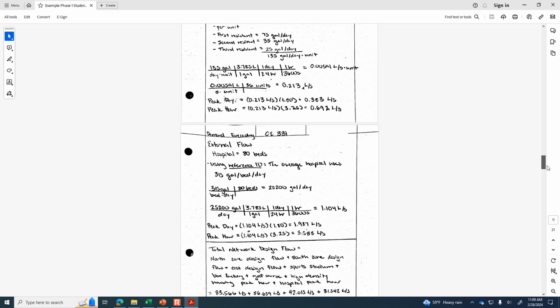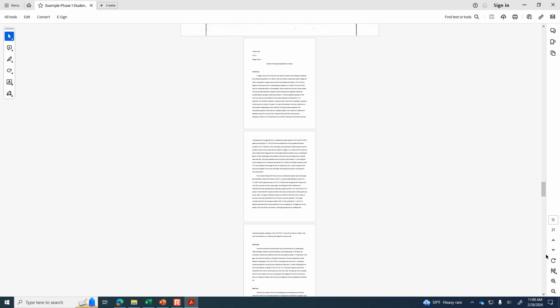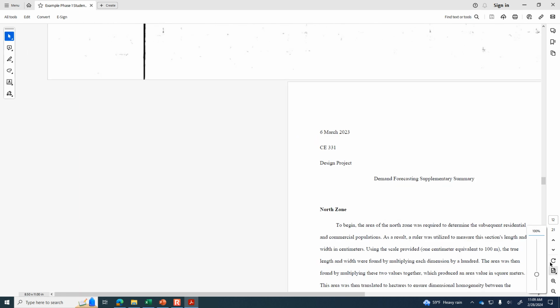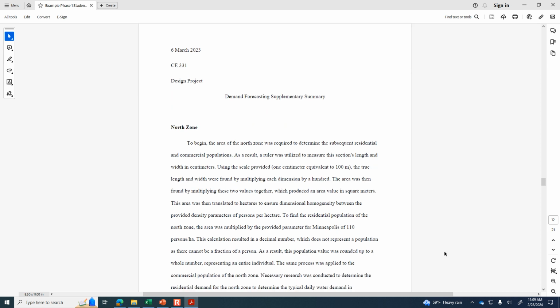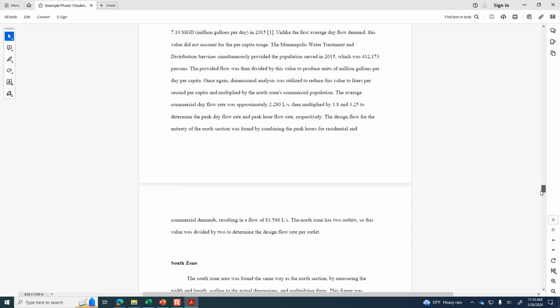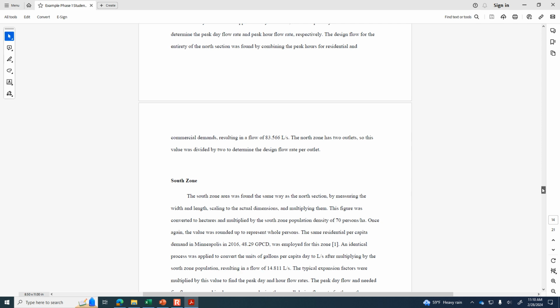So let me scroll down to now the write-up. All right, so some of the good things about the write-up is that the write-up is also presented with really clear sections. If it was one continuous paragraph without headings like North Zone, South Zone... I like the headings because it mirrors everything that we've seen so far in the summary table and in the supporting calculations, so that's good.